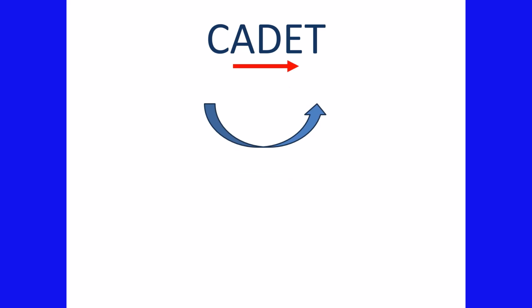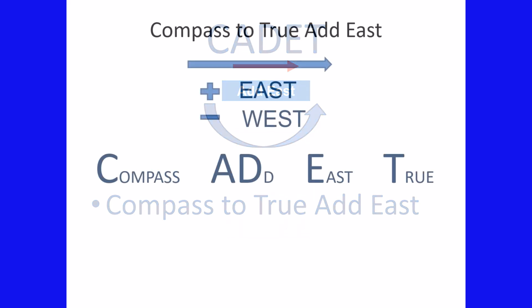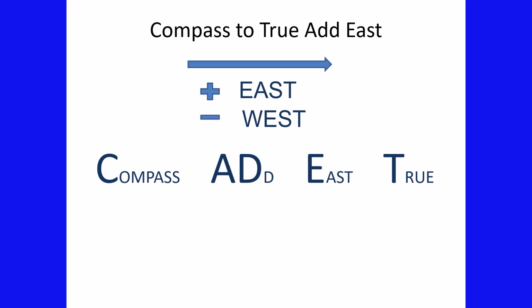On the screen is a memory aid. From this point on, you must remember this word, cadet. Compass to true, add east. This is the part that's going to save you so much time in converting from compass to true or true to compass. By looking at the letters of the word C-A-D-E-T, cadet, it is telling us that when converted from compass to true, if the error is east, then we add.